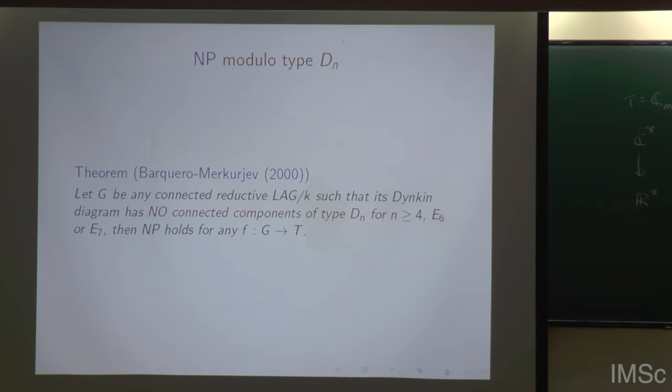So you see, Bhaskhar and Mercurier's result immediately guarantees Serre's question for us, because we just needed G tilde to T, some norm principle map, and if you don't have type D, then this just answers it.